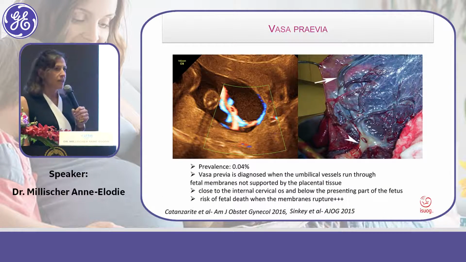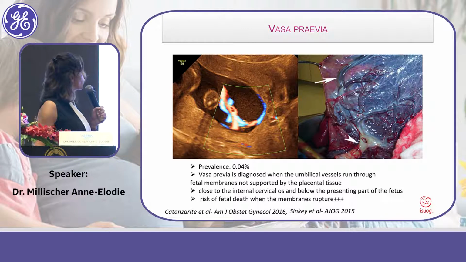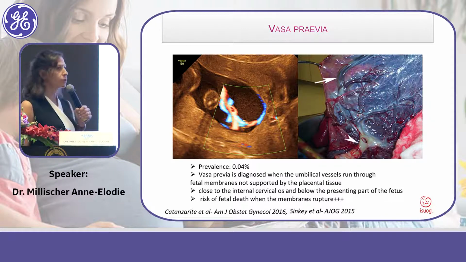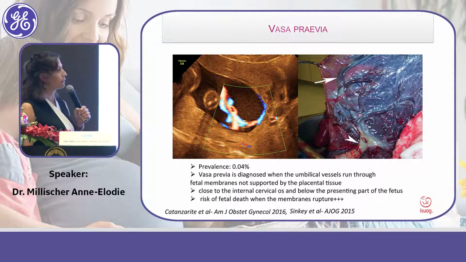The vasa previa, it is definitely the most important point that we have to look for when there is a low inserted placenta. And it is why you have to put systematically the Doppler when you measure the cervix, just to be sure that there's no vessels just inside, just in front of the internal orifice. And here you have the example of typical vasa previa.